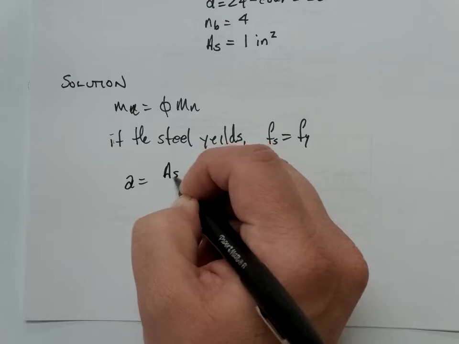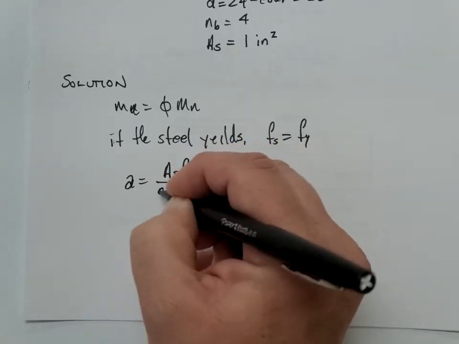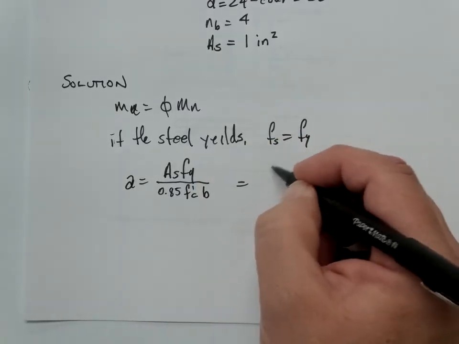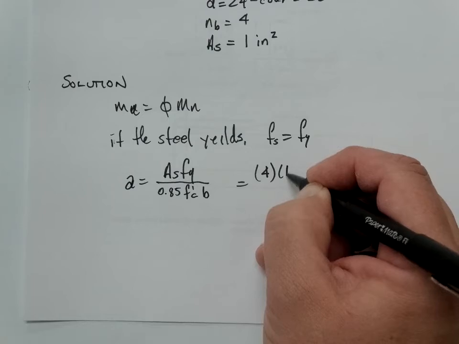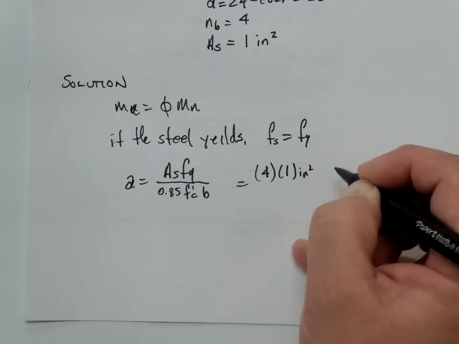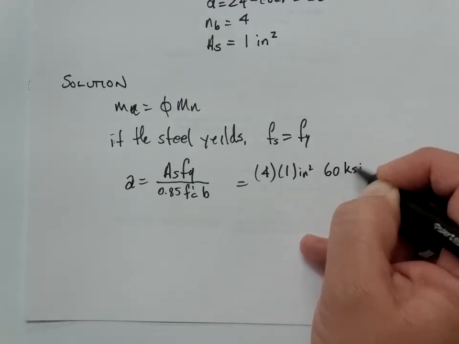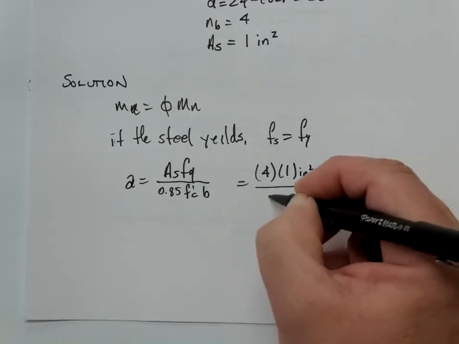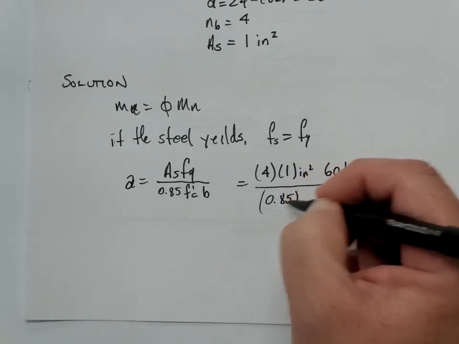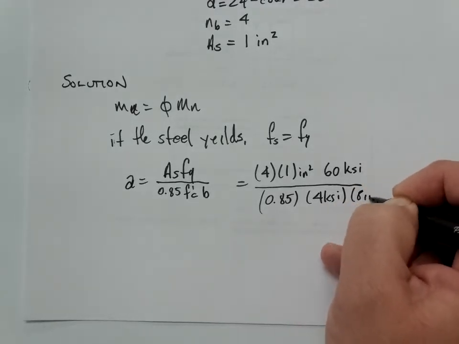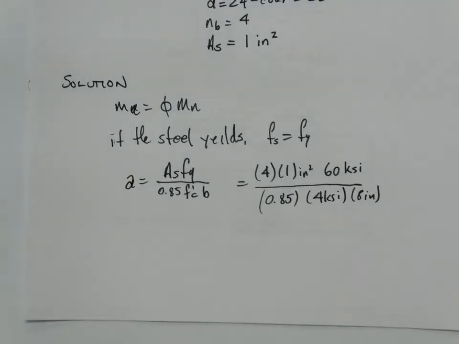a is equal to A_s f_y divided by 0.85 f prime c b, which is equal to 4 number 9 bars multiplied by 60 kips per square inch, divided by 0.85, divided by 4 kips per square inch, and b is 8 inches, which is going to give me a result for a in inches. So let's see, what's that going to be?